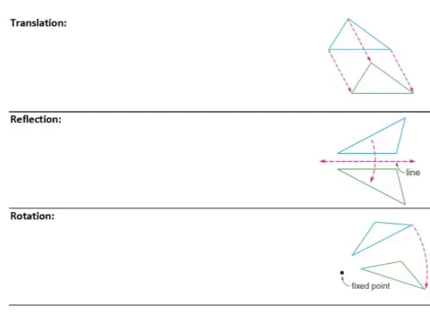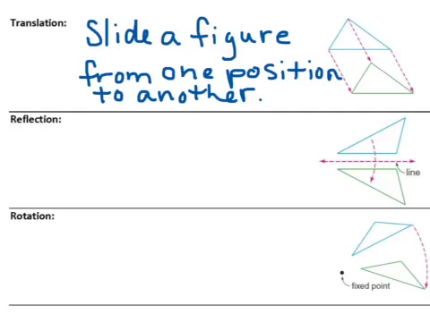Now we have an idea of what each one of these types of motions would be, but let's look at the definition. First, let's start with the translation. A translation is a slide of a figure from one position to another. So let's write that here.